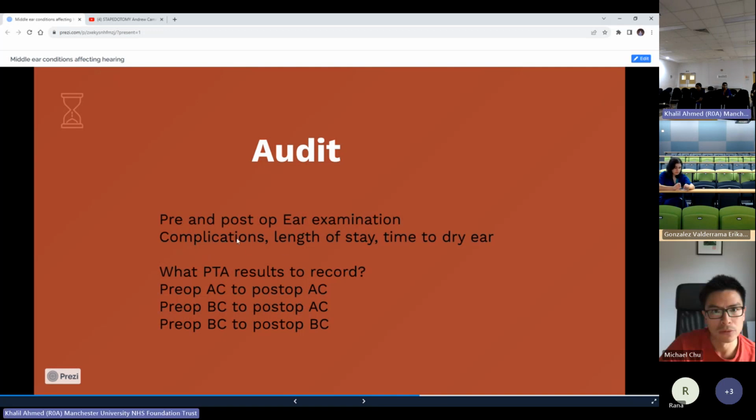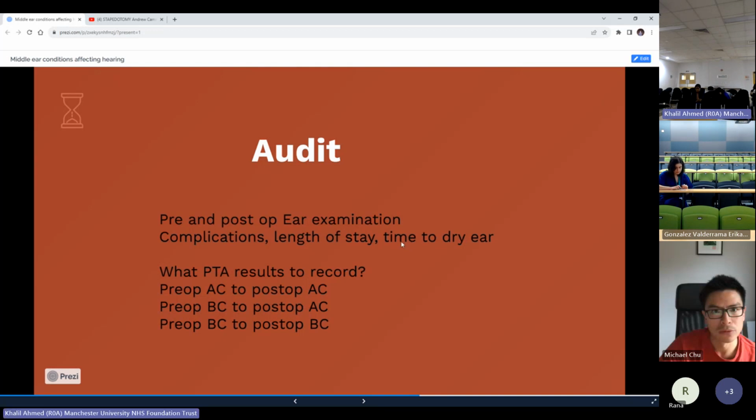You want to know your complications. That's another good thing about reading the post-op letter. And you can sometimes work that out by working out their length of stay, because they should be a day case for most ear surgery. And if they stay for a few days, it usually means they're dizzy or something's happened. And we used to do with mastoids, how long did it take if they got a dry ear? And I've done lots and lots of audits while I've been at Wythenshawe over the last 30 years.